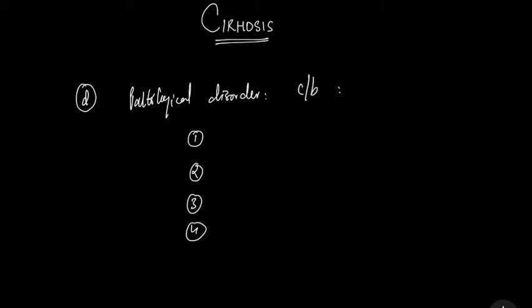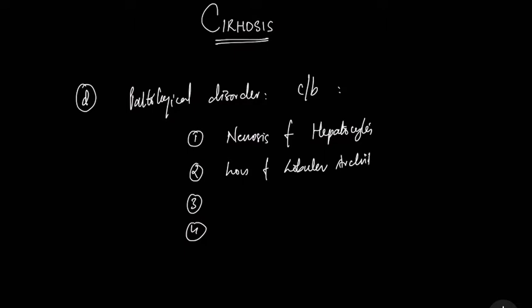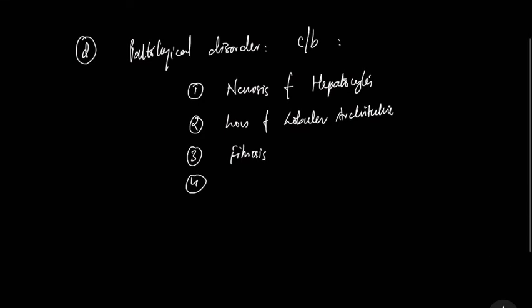So the first one is there is necrosis of your hepatocytes. Second is loss of the lobular architecture. And third, there is fibrosis. And lastly, there is formation of your regenerating nodules. So your cirrhosis is a pathological disorder which is characterized by these following features.